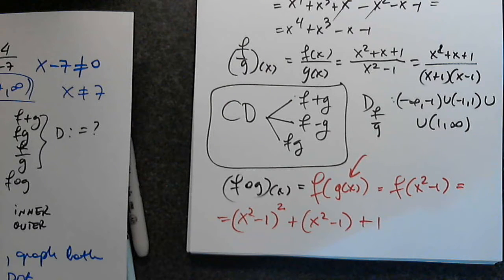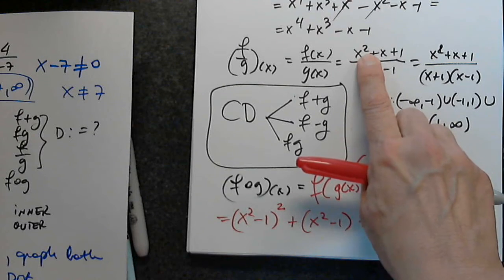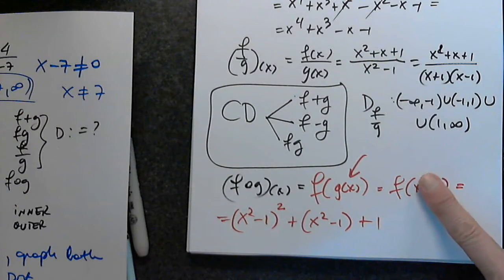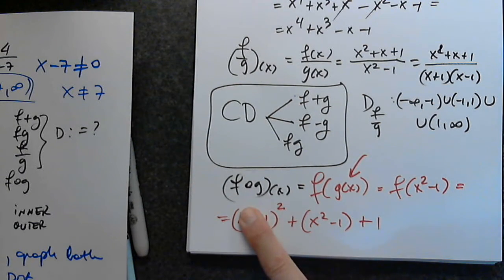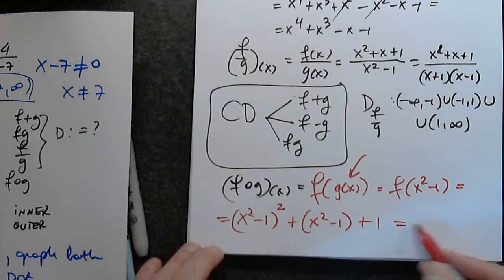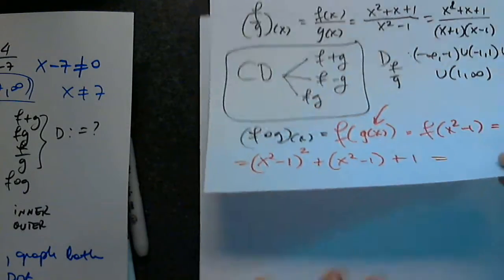So that's why I read the pattern back to you. Whatever squared plus whatever plus 1. But this is the whatever now. So this is whatever squared plus whatever plus 1. Is that okay, everyone? Okay, so now I still have to expand and simplify as much as I can.